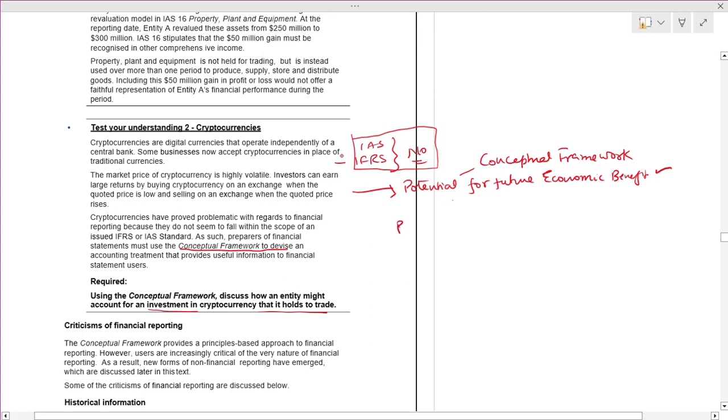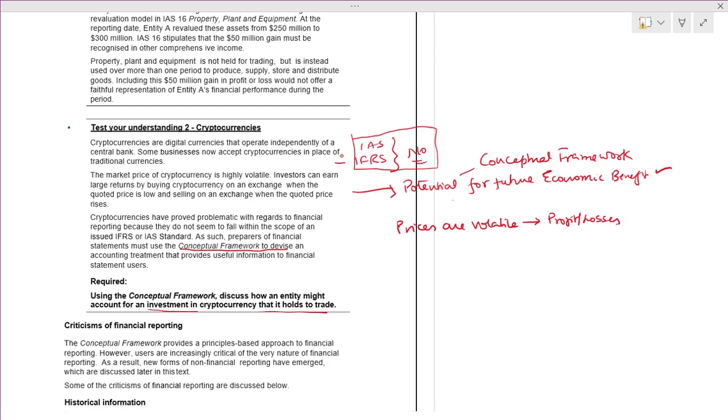What happens? The prices are volatile. When the prices are volatile, there will be profits or there will be loss.